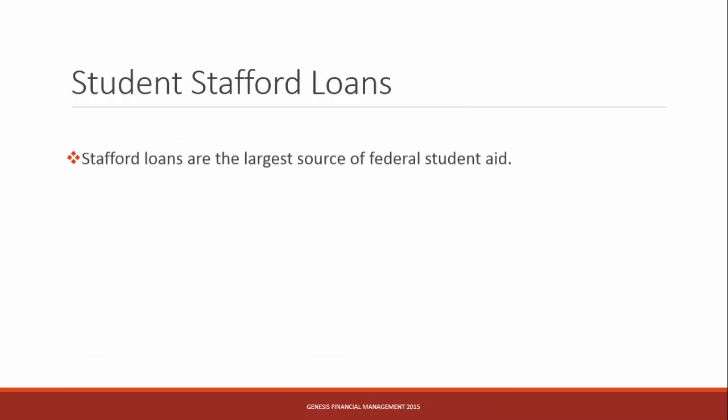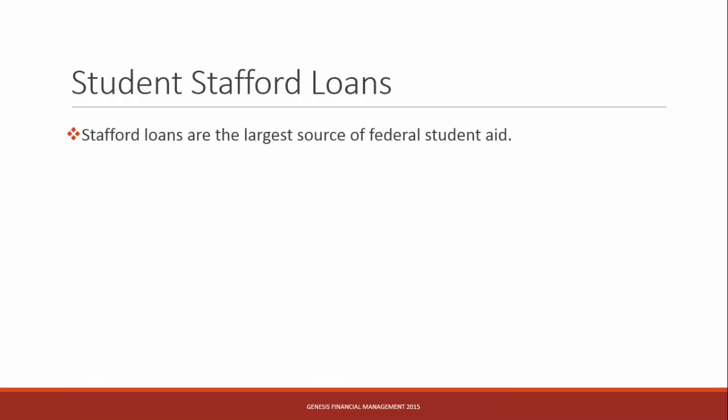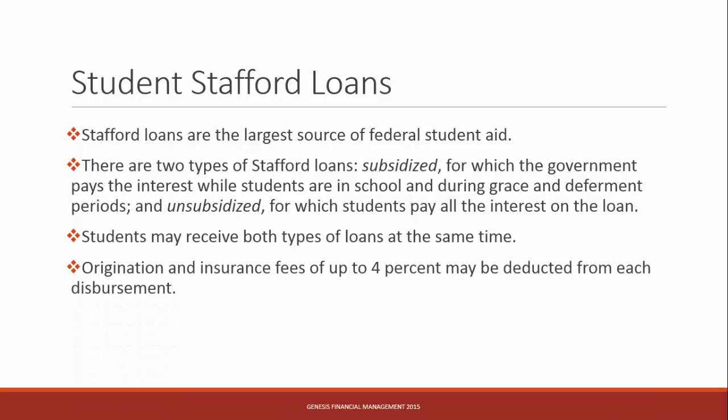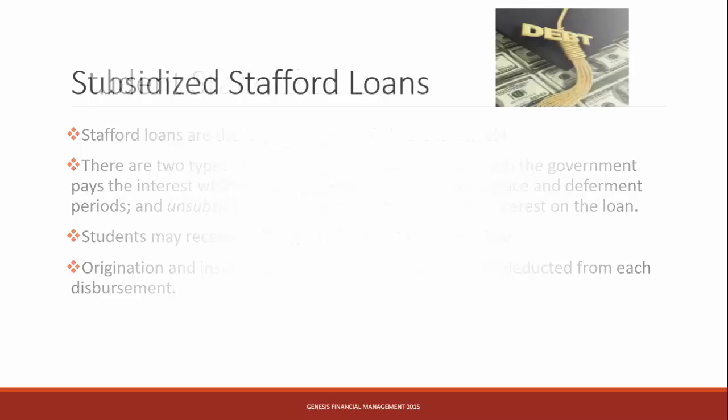Student Stafford loans. These loans are the largest source of federal student aid. There are two types of Stafford loans: subsidized, for which the government pays the interest while students are in school and during grace and deferment periods, and unsubsidized, for which students pay all the interest on the loan. Students may receive both types of loans at the same time. Origination and insurance fees of up to 4% may be deducted from each disbursement.